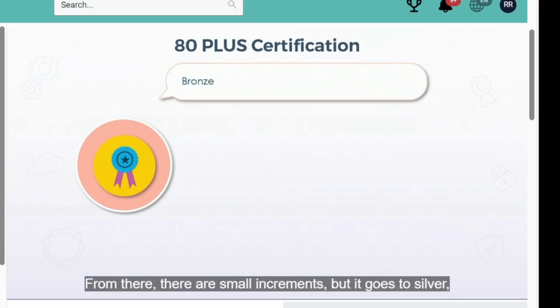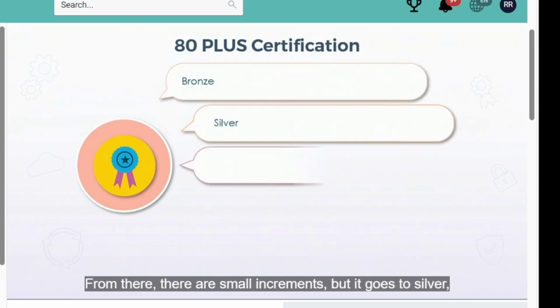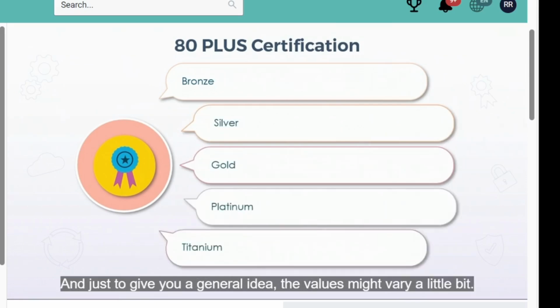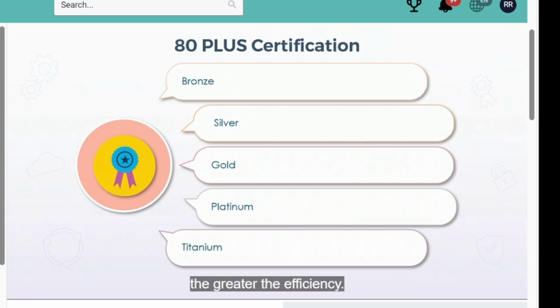So if you just maintain 80, that gets you bronze. From there are small increments, but it goes to silver, to gold, to platinum, and titanium. And just to give you a general idea, the values might vary a little bit, but where bronze is just 80% efficiency across the board, titanium is up around 92 to 94. So silver, gold, and platinum are basically just somewhere in between, but the higher the level, the greater the efficiency.